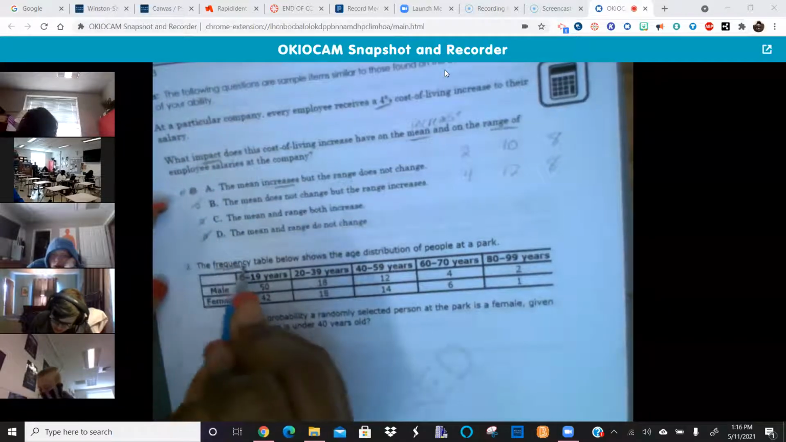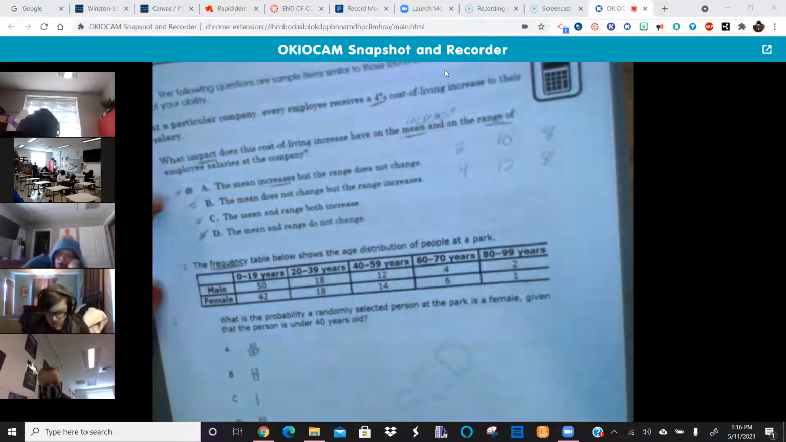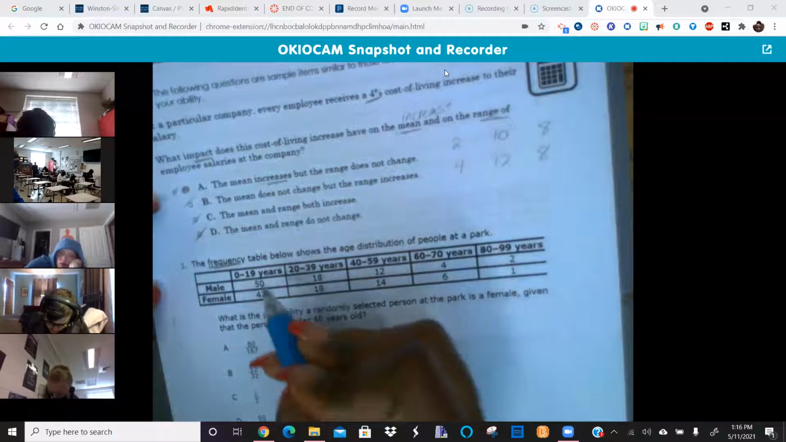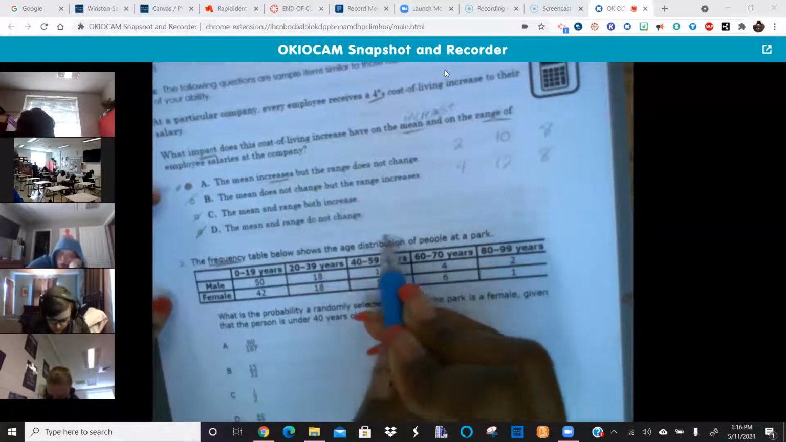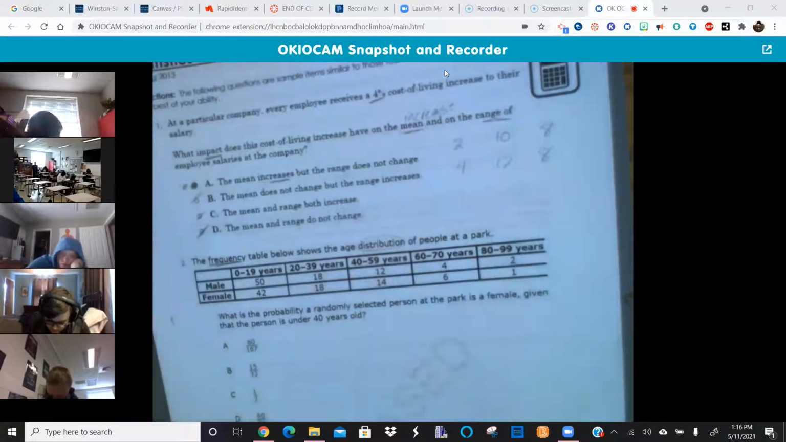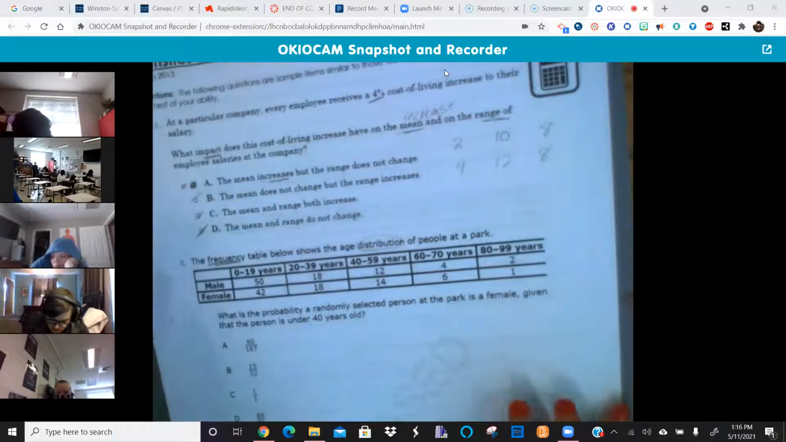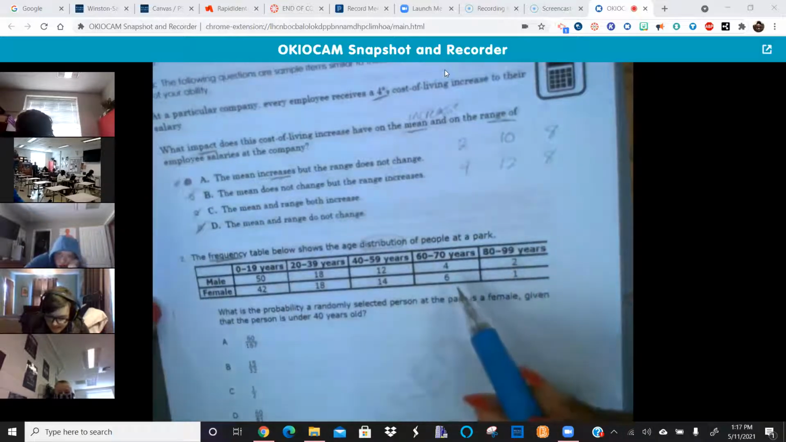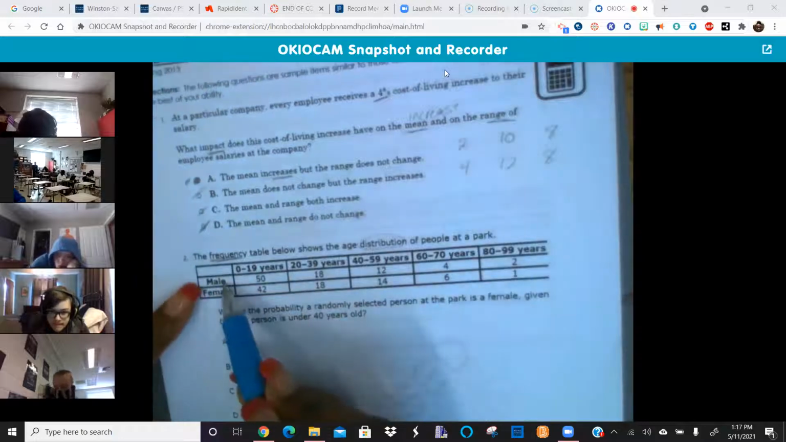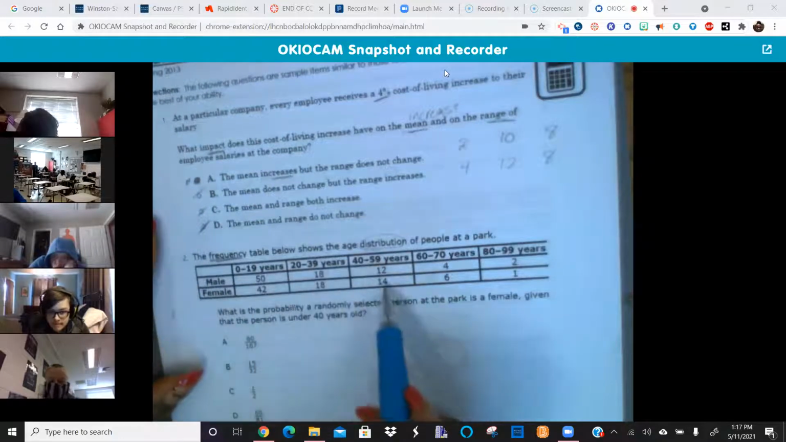Frequency table. Frequency is how many. So it's always going to tell you how many of something. Your frequency table below shows the age distribution. A distribution is just how the numbers are displayed, how the numbers are spread out. Distributions show a lot about the group of numbers or the data that you have collected. So this distribution here is the people at the park. You've got male, you've got female, you've got different age groups.